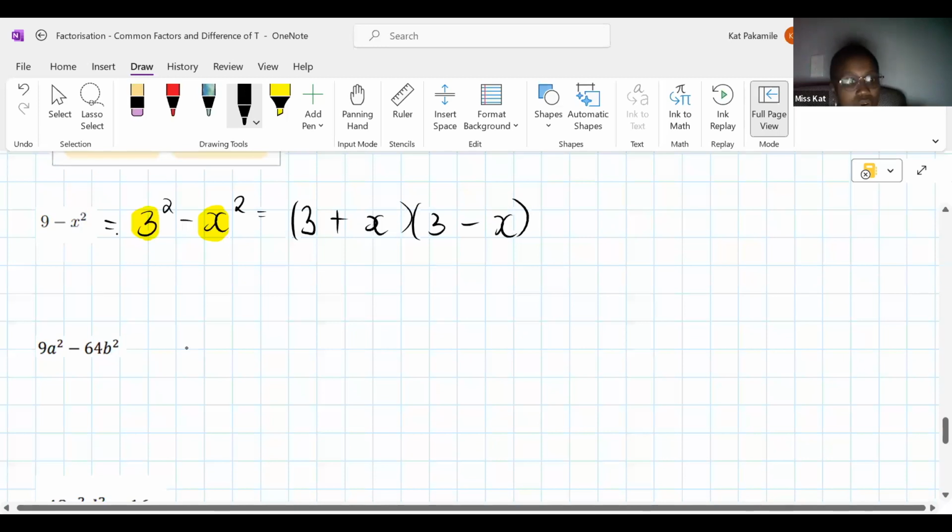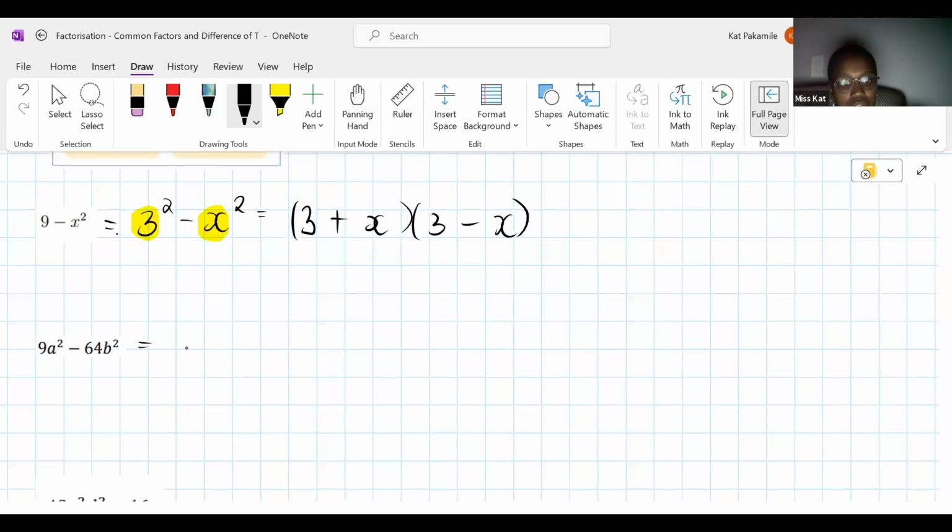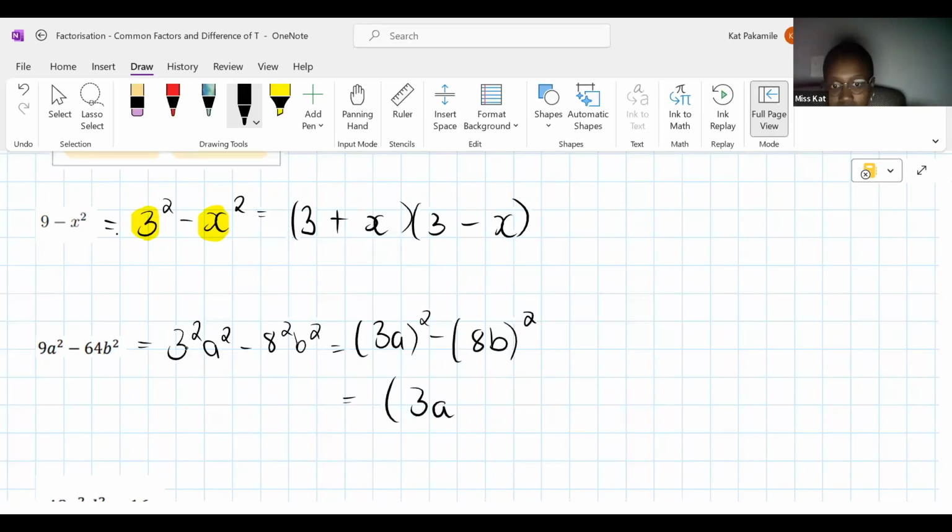So 9 is the same as 3 squared minus 8 squared b squared. We can write these nicely in a bracket. So 3a all squared minus 8b all squared. Then your two brackets will have a 3a plus 8b and a 3a minus 8b.